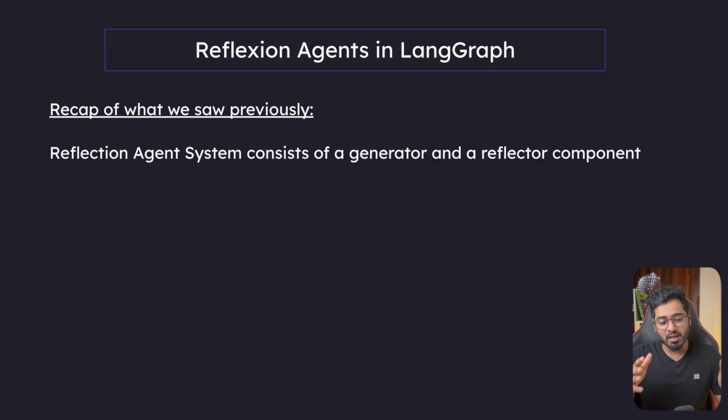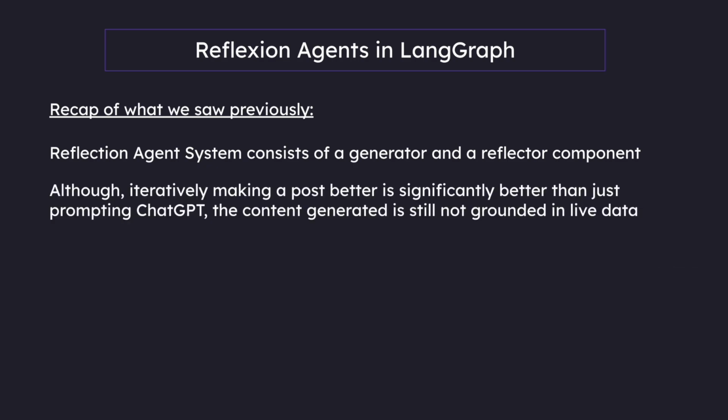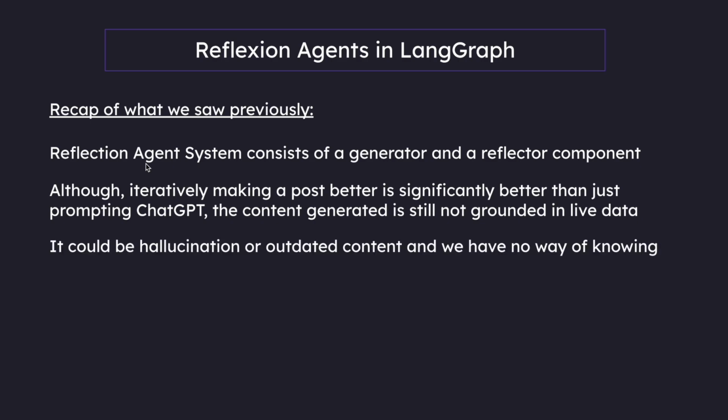So we saw that the reflection agent system, the previous system that we saw, consists of the generator and a reflector component. Although iteratively making a post better is significantly better than just prompting ChatGPT, the content generated by the reflection system is still not grounded in live data. It could be a hallucination or outdated content, and we have absolutely no way of knowing.